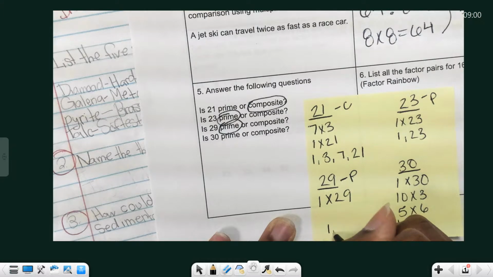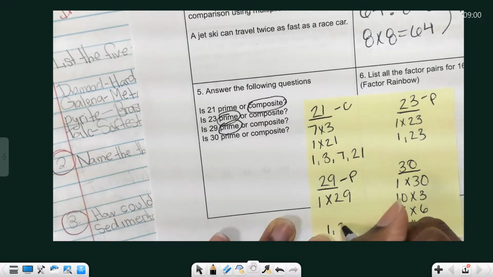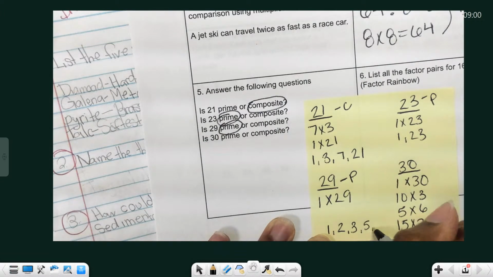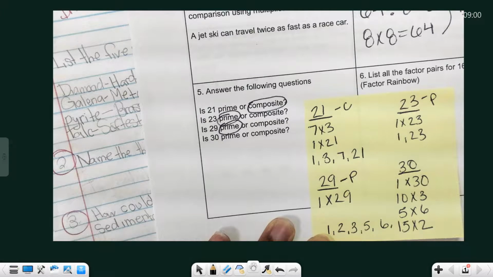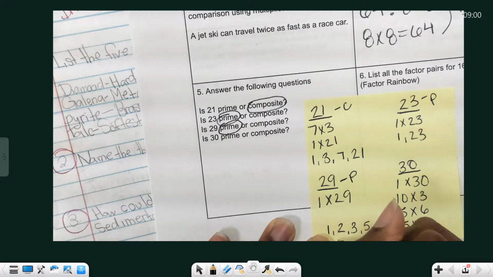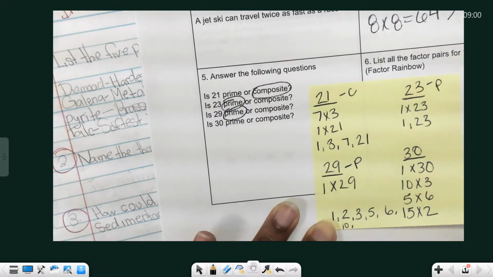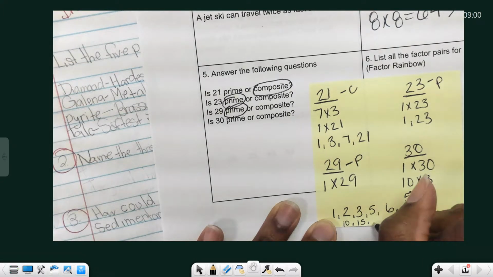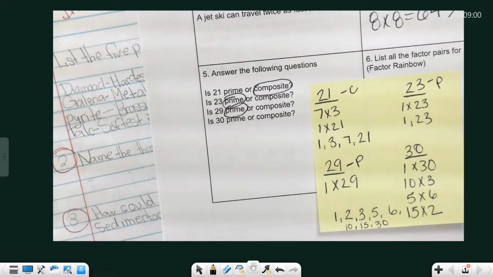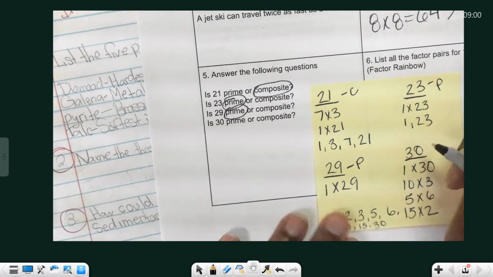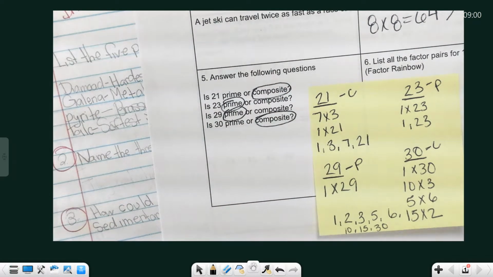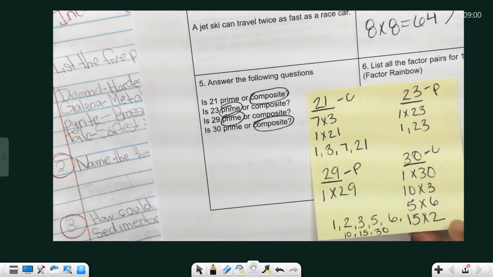You have 1, 2, 3, 5, 6, 10, 15, 30. And it's clear to say that 30 is composite. We had a lot of factors for it. Any questions about number 5?